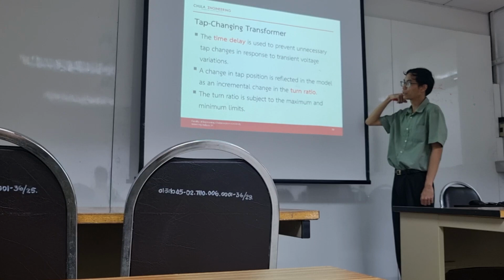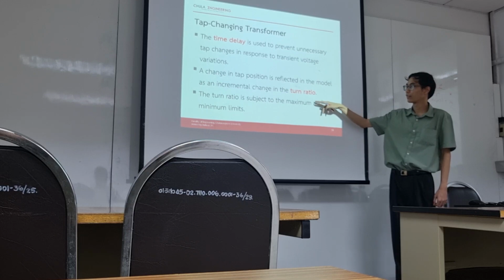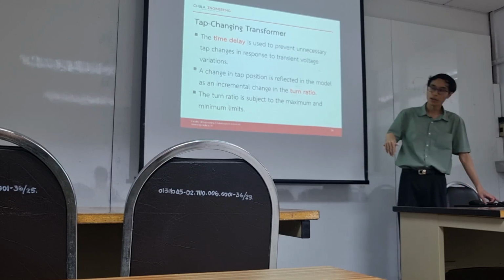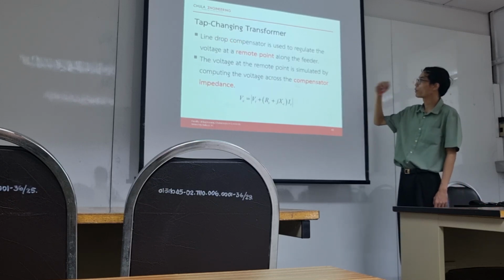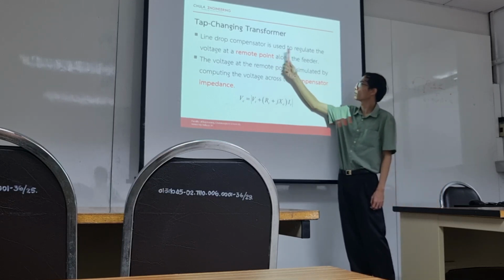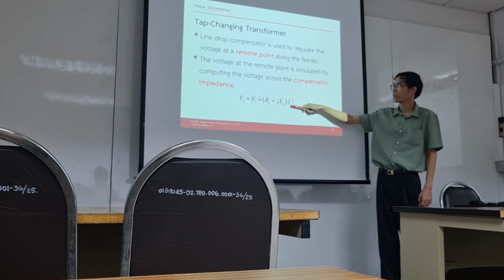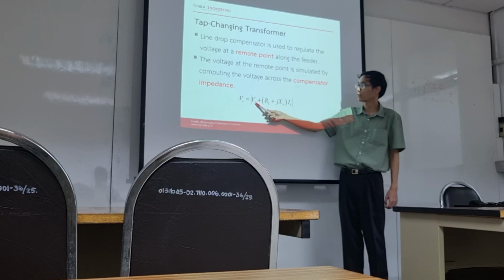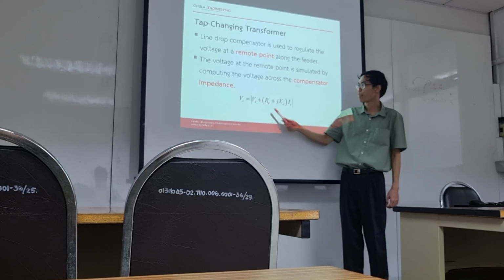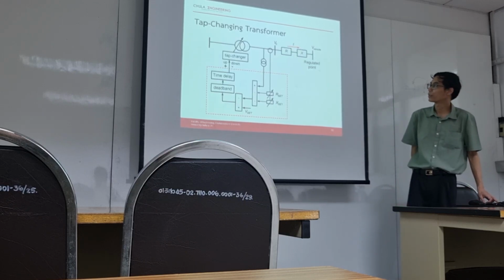Okay, the tap position reflects the turns ratio, and there are some limits of the tap changing. The number of taps is limited. So this is the line drop compensator. It is used to regulate the voltage at a remote point. You can use an equation like this. This is the calculated voltage, VC. This is the voltage at the terminal of the transformer. Okay, this is the line drop compensator.